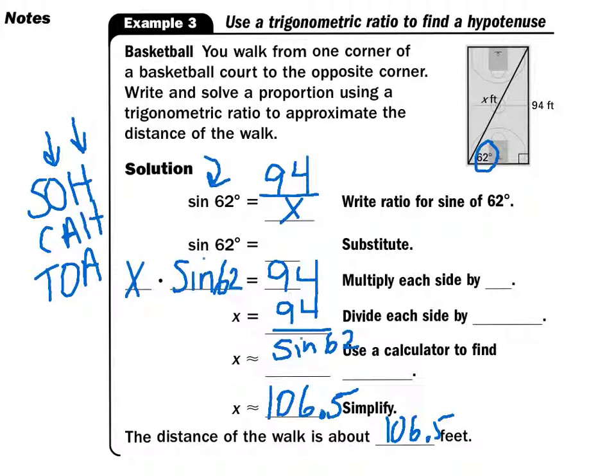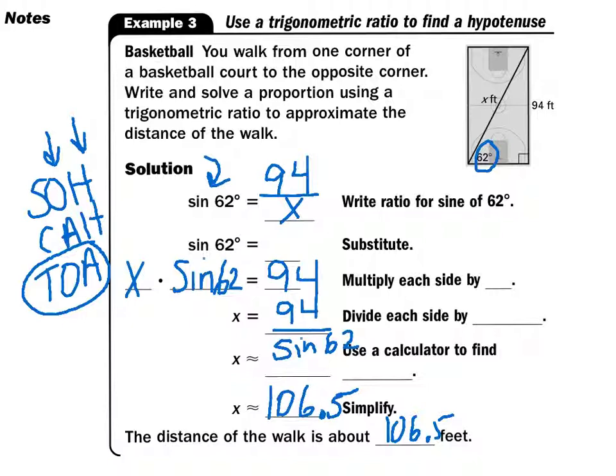What angle do they give you? 62. What do we want to find for 62? Well, we want to find the hypotenuse. That throws tangent out because tangent doesn't have hypotenuse in it. So we can't solve for hypotenuse using the tangent.